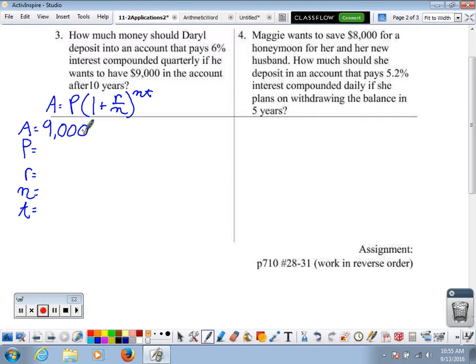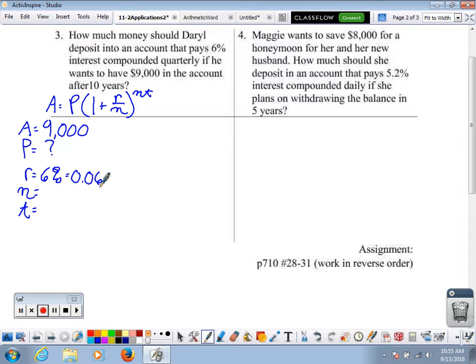The principal is the starting amount. And what's the starting amount here? This is our unknown. This time, this is the one we need to find. They're still giving us everything else. What's the interest rate? 6%, but that's 0.06.